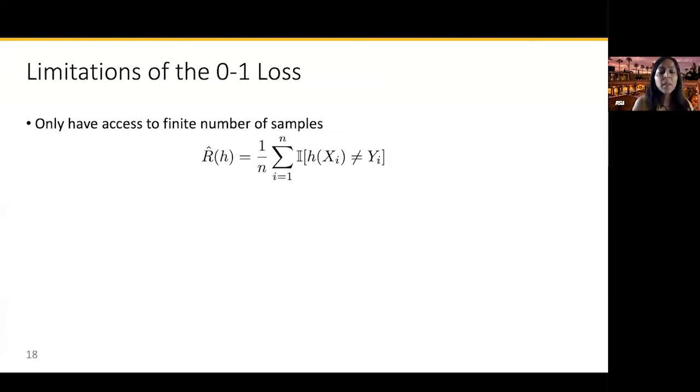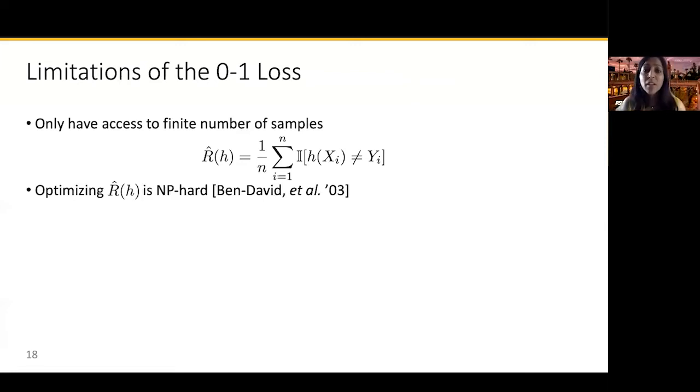But we all know that when you have a finite number of samples, and in an empirical setting, you do not have the distribution at hand. You average over your data points to estimate your accuracy, right? Computing this is NP hard.